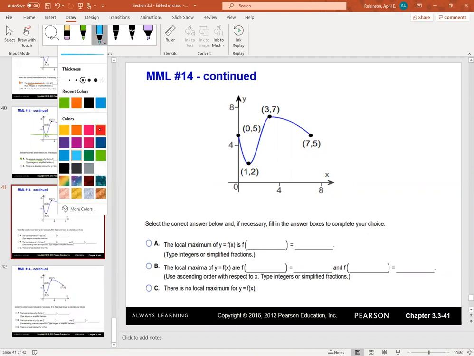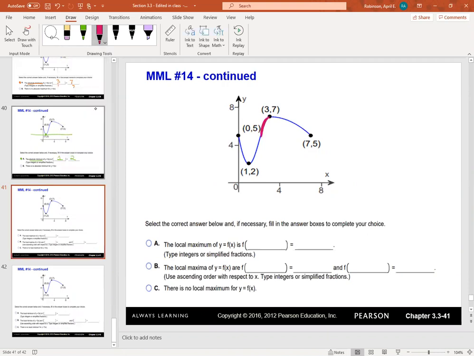you are looking for where this graph curves. So I have two high points, but only this one increases before it and decreases after it. So this would be a local maximum. When you look at the points, it has to be going up to that point and then going back down away from that point for it to be a local.